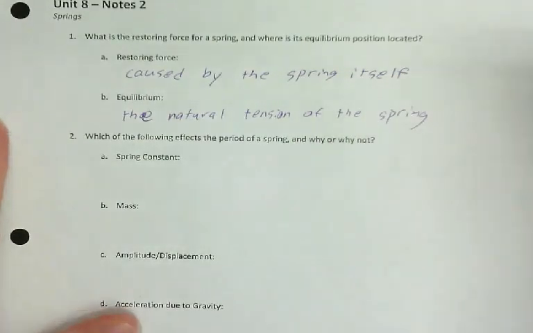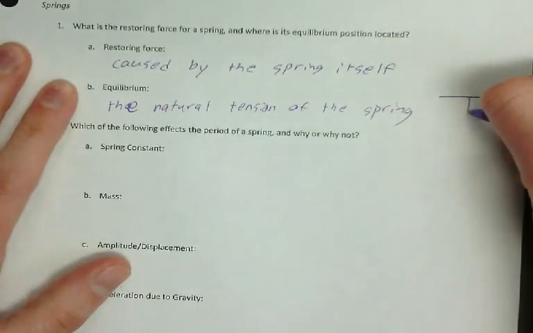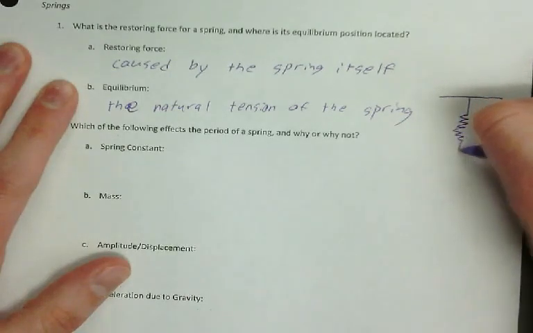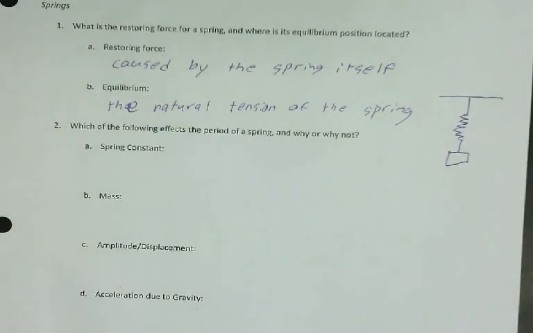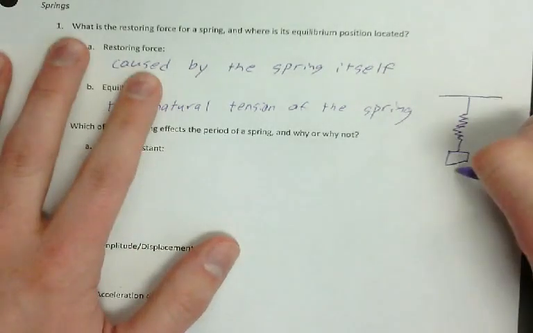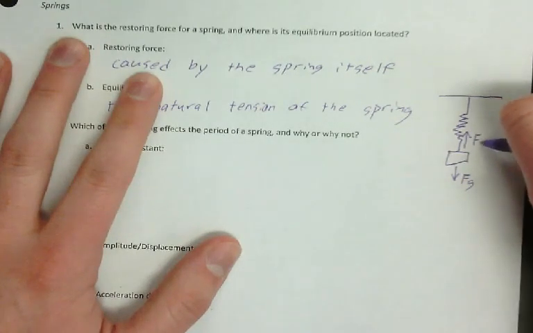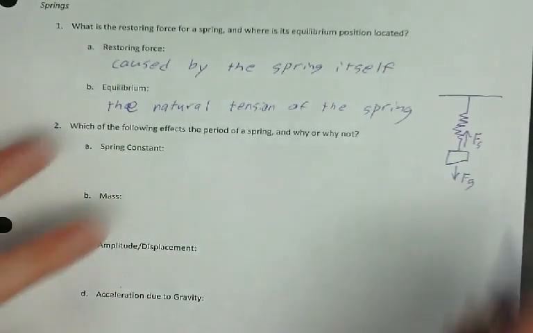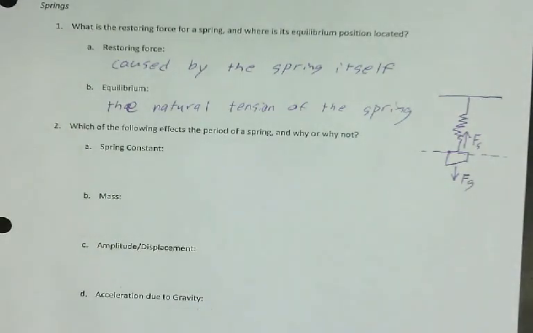Now, we're going to be dealing with vertical springs. That's what you did the lab on. That's all the things we're going to do. So the spring is hanging down, and it's got mass on it. When there's no mass, it's going to have some natural position. That's the equilibrium point. But that equilibrium point changes when you put mass on it, because the force of gravity will pull down, and the tension in the spring will pull up. That balance point is where equilibrium is.